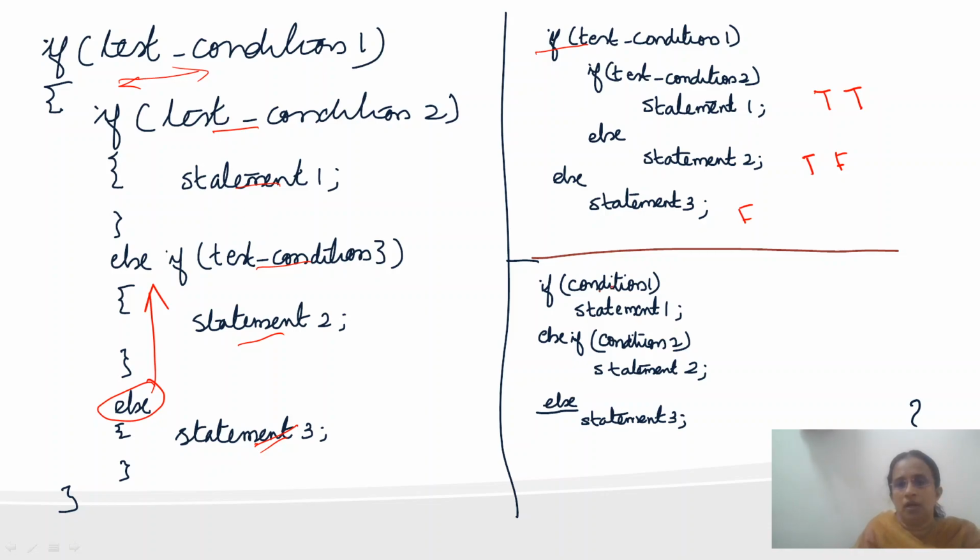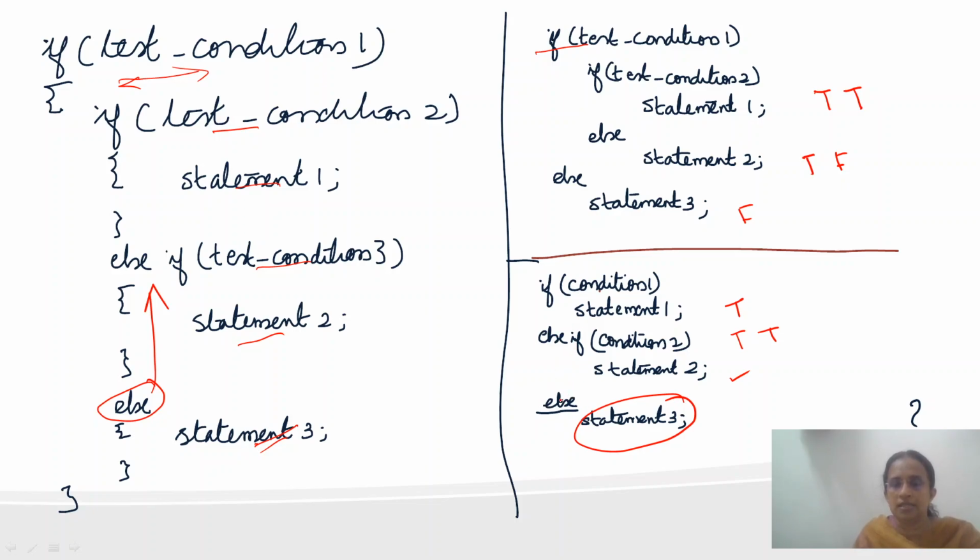Look at here. Condition 1, statement 1. So this is executed if the first condition is true. Else if condition 2, that is, first is true, second is true, statement 2 is executed. Or what about statement 3? When will statement 3 be executed? Okay, so there's confusion here whether we have to assign the else with this if or this if.